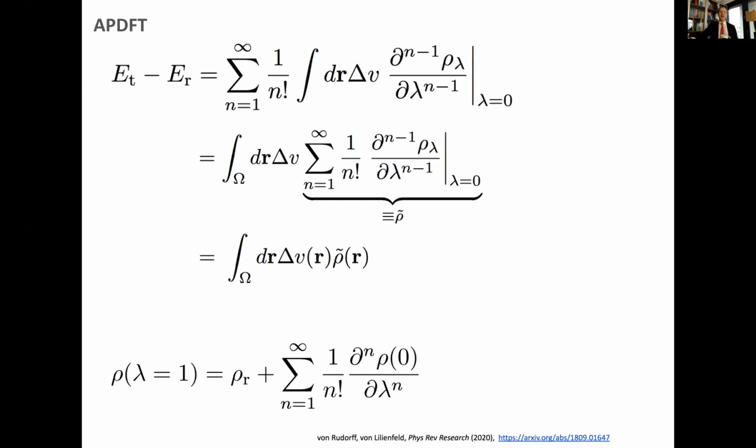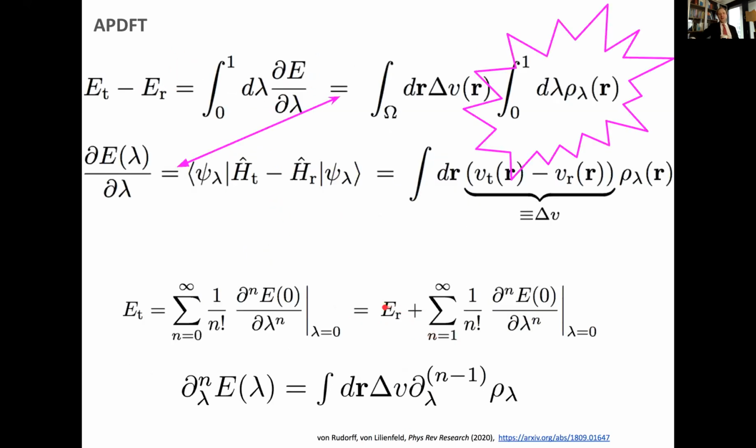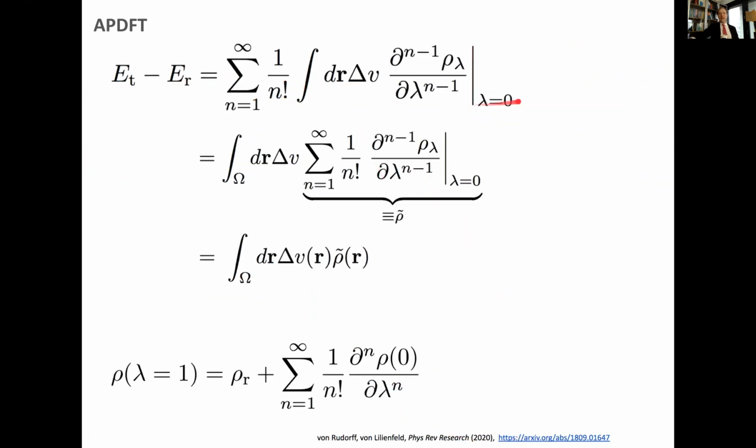So this means we can pull the reference energy from the right here over, and we can insert this Hellmann-Feynman derivative, and your energy difference looks like this, right? And then you change again the order of differentiation. So you have a dr delta V, right, from here, times this summation over your Taylor expansion, right?